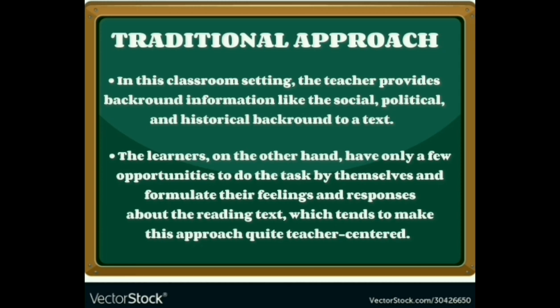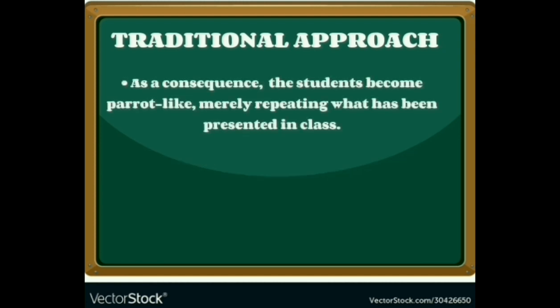The teacher teaches knowledge about literature and its background information. He or she elicits information to students about the text. He or she explains the content of the text to the class. He or she may ask questions to the students based on what they have learned from the text. As a consequence, the students become parrot-like, merely repeating what has been presented in class. When we say parrot-like, it means mechanically imitated or repeated without thought or understanding.